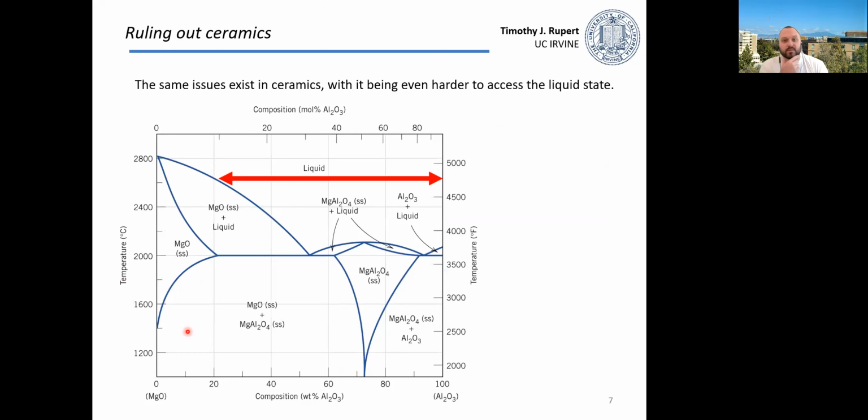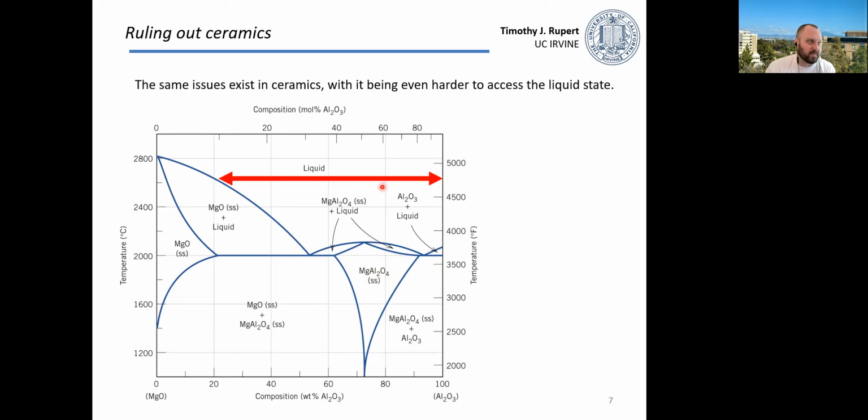You could also rule out ceramics for similar types of reasons. So this is just showing an example phase diagram for magnesium oxide and aluminum oxide. And it looks quite similar. So again, at high temperatures, you have liquid phases, low temperatures, you have solid phases, and then you have mixtures of all these things. It's a little bit more complicated because there's a phase called a spinel here, but the fundamentals are very much the same.